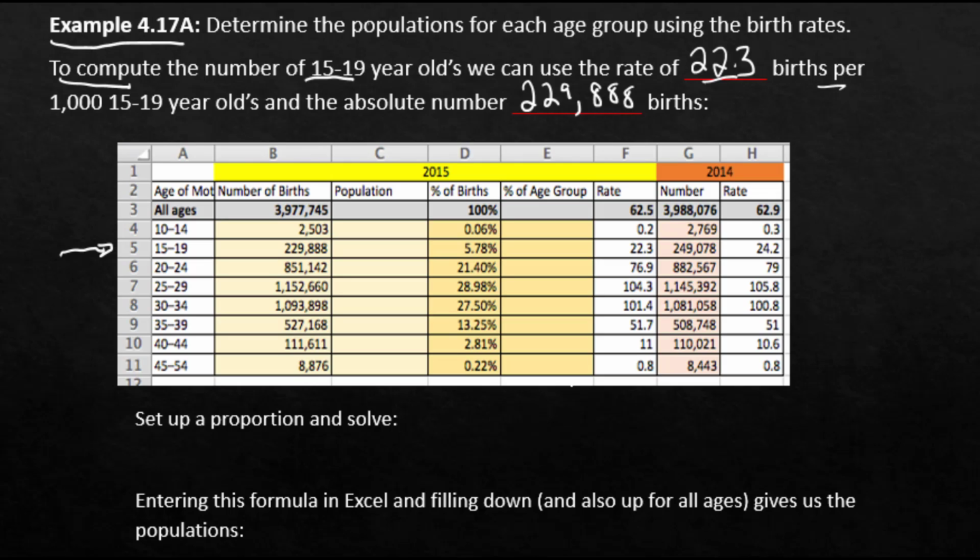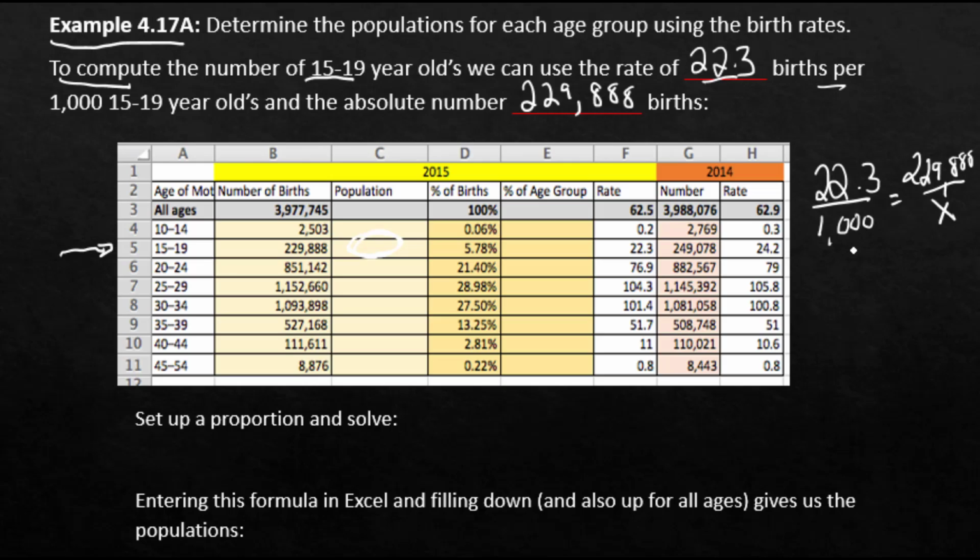So I'm going to set up my problem here. 22.3 births per every 1,000 women in that age group. So if there were 229,888 births, then what is the total amount of women in that age group? Which is going to go right here, the population of that age group. You can see that.